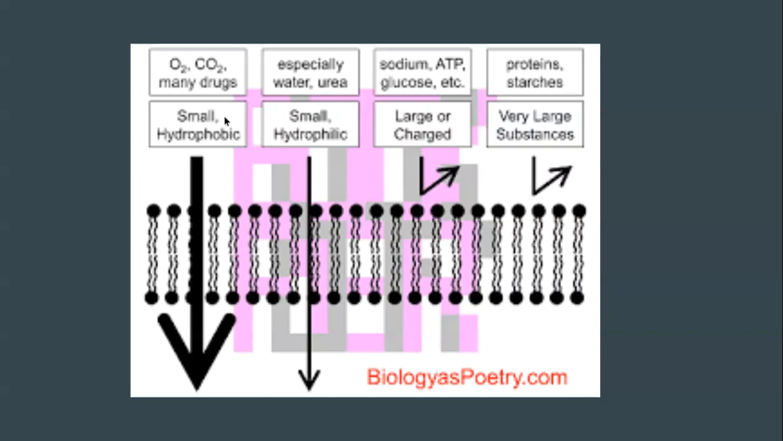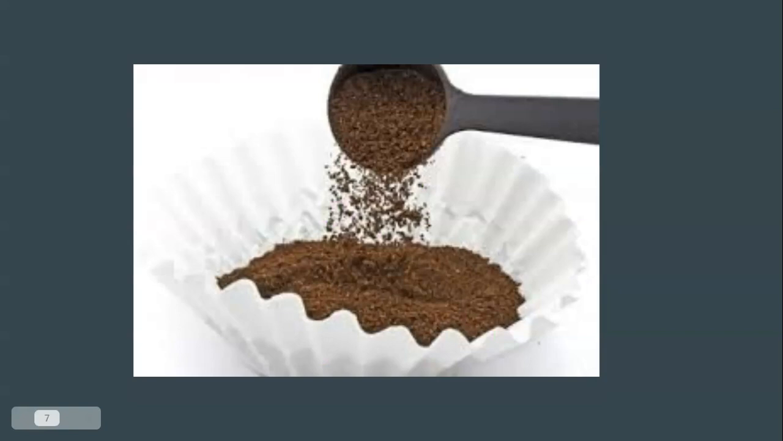Now, what the cell would want to let through, because it is selective, it chooses wisely on what it wants through. Things like oxygen, carbon dioxide, drugs, small hydrophobic molecules will pretty much rush in, hence the big, thick arrow. Now, the skinny, thin arrow, small hydrophilic molecules like water and urea, it will let through, but not in abundance as it would these. But think of it as a coffee filter, and you're making coffee.